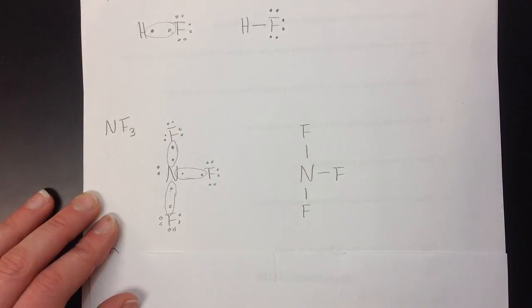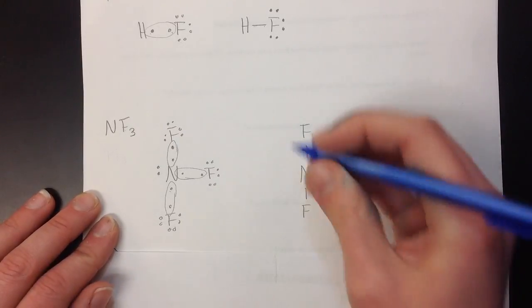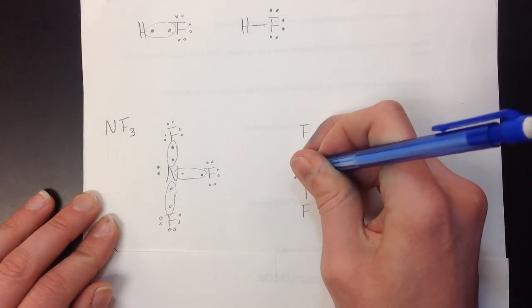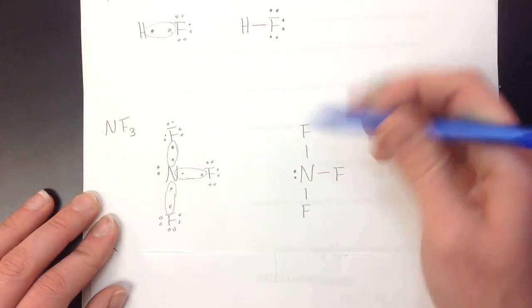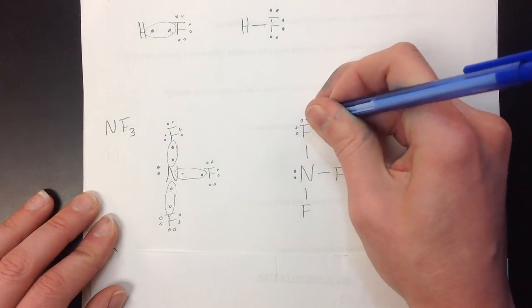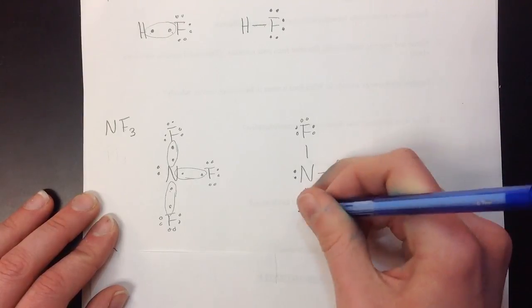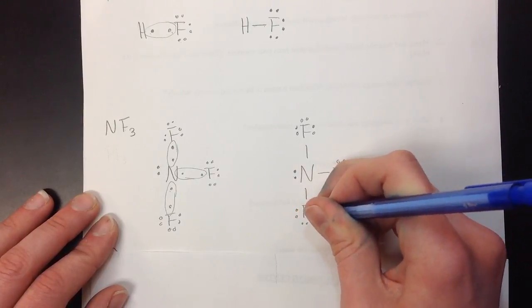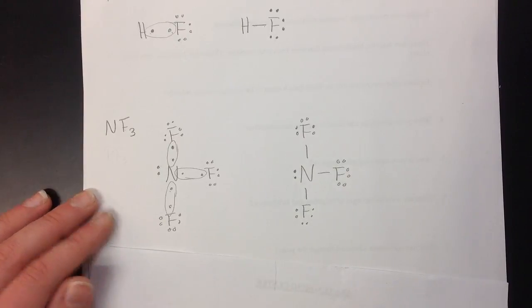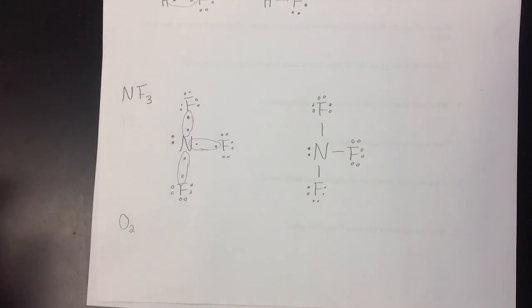Those are my shared electrons. I also have to include all of my unshared electrons. So I've got those 2, and then I've got the ones around each of my fluorine. That would be the Lewis structure for NF3. Now, those are pretty basic examples.